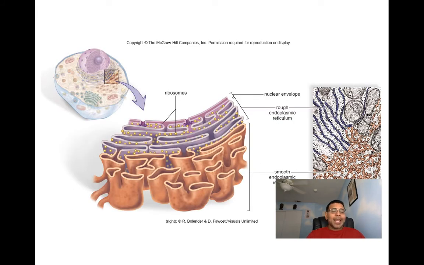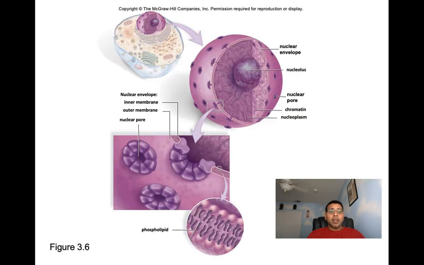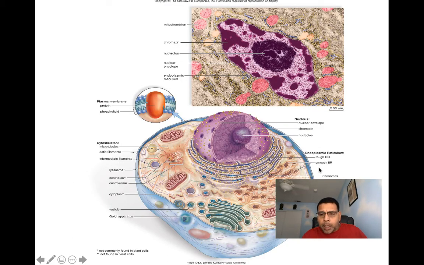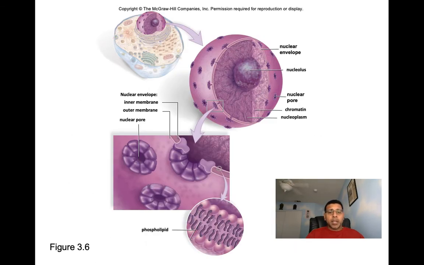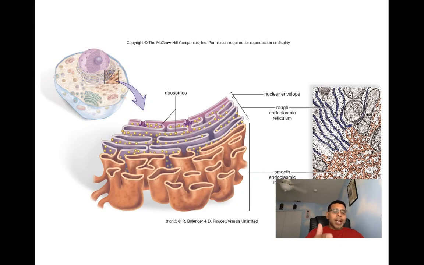Ribosomes can be found individually, as we see right off to the side here. If you look in detail, some ribosomes can be found individually in the cytoplasm or as groups. Or they can be found, as we see here in this picture also, attached to the endoplasmic reticulum.